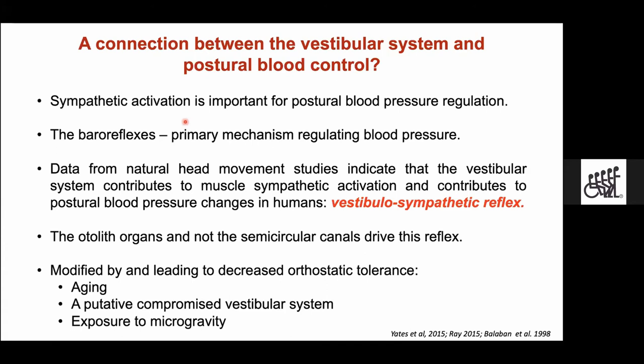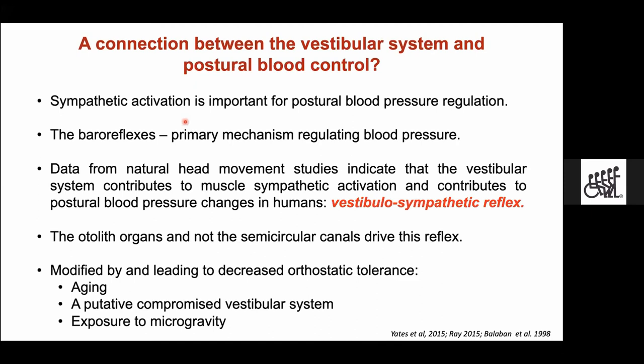And today's topic, as you remember, had something to do with postural control of cardiovascular response. As I'll come towards the end of the talk, I'll talk a little bit about how this might be relevant for spinal cord injury. So what is the connection between the vestibular system and postural blood pressure control, for example?